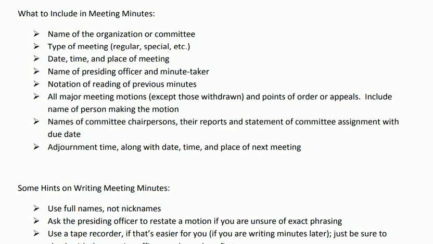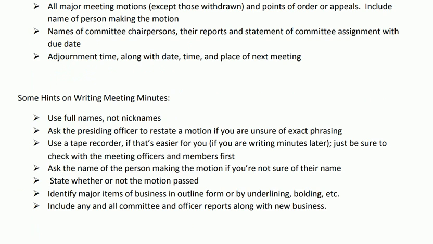As I show you the sample, you will clearly see that all of these things are included in very good and important minutes of meeting samples. So this is what you should include in minutes of meeting. Now we will look at some hints, then we look at the sample.